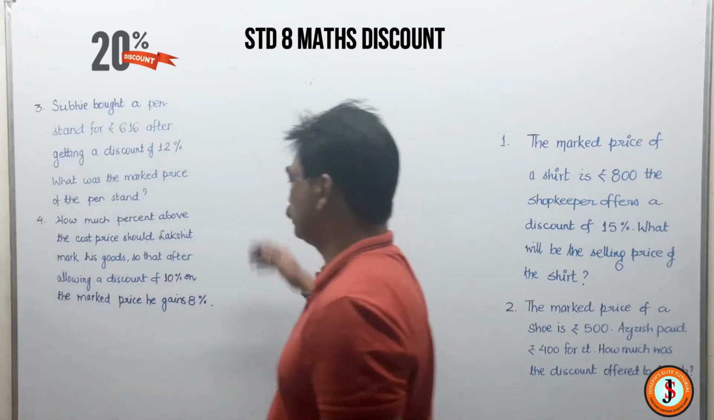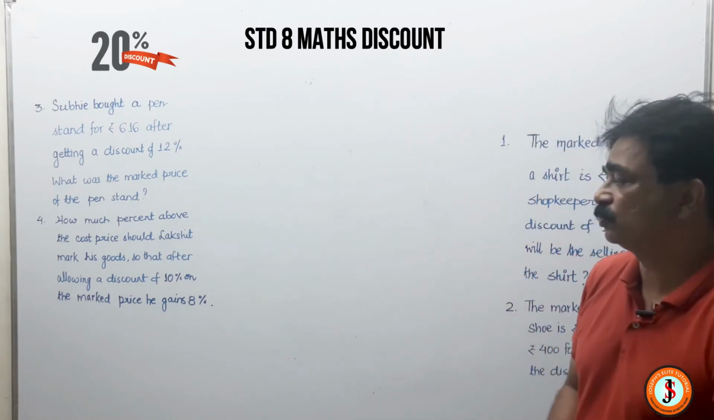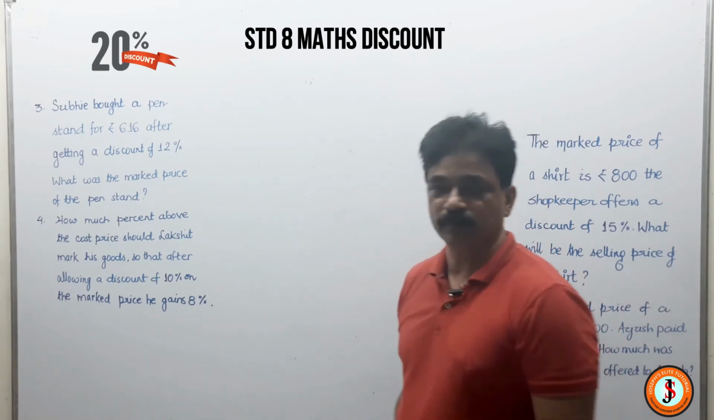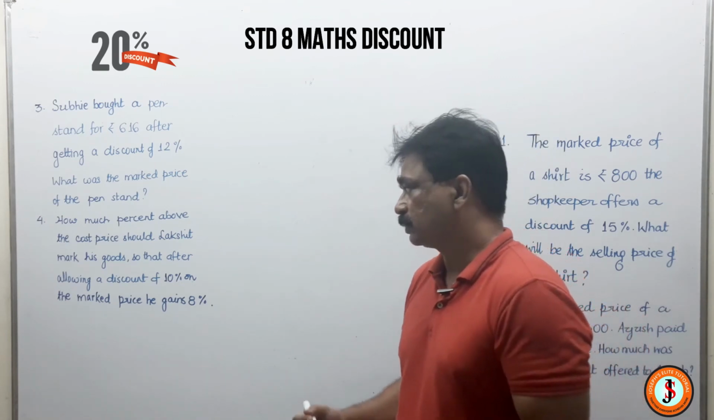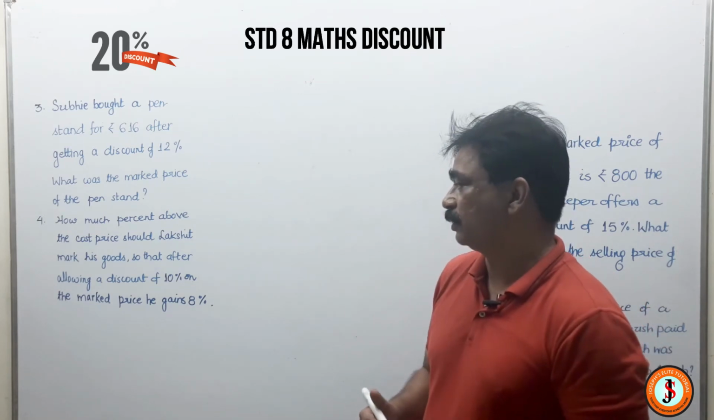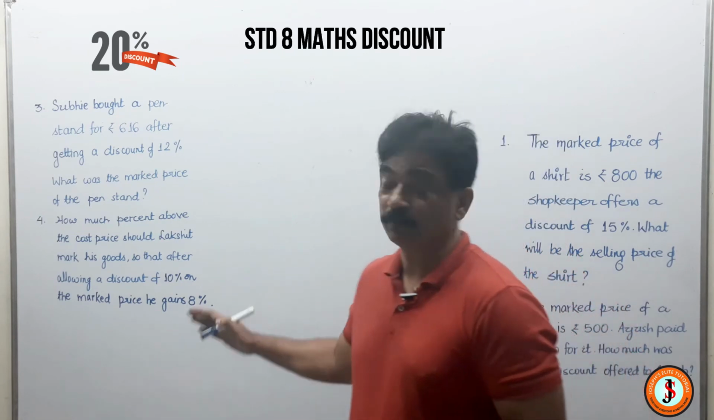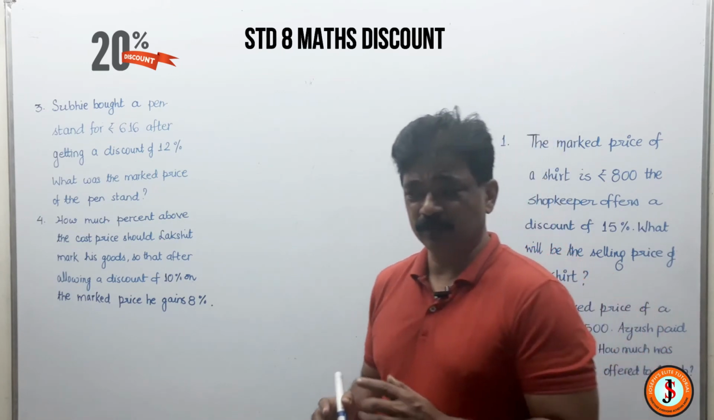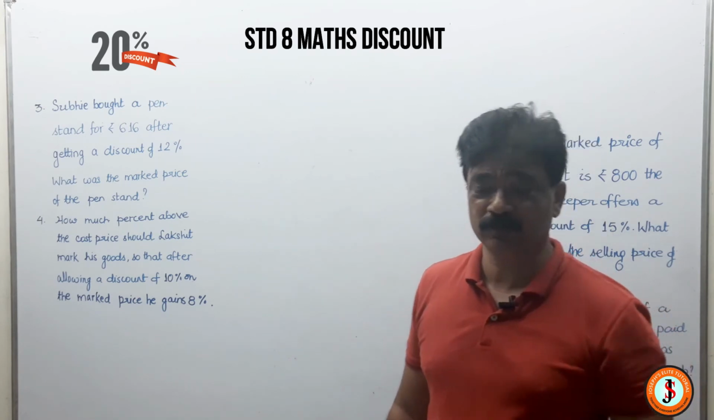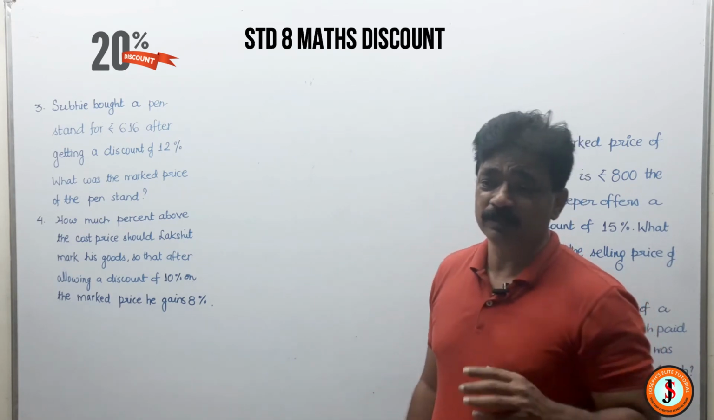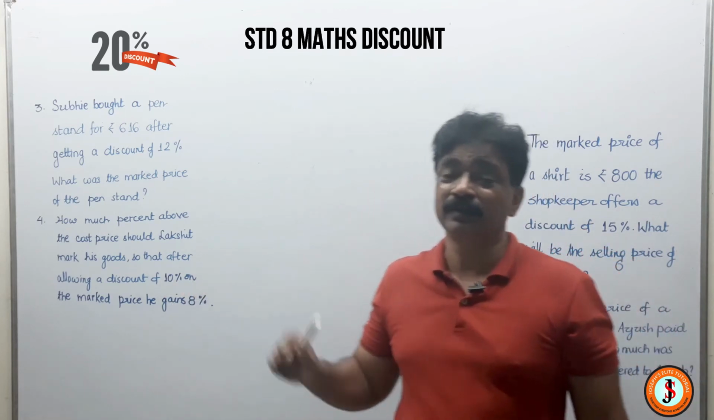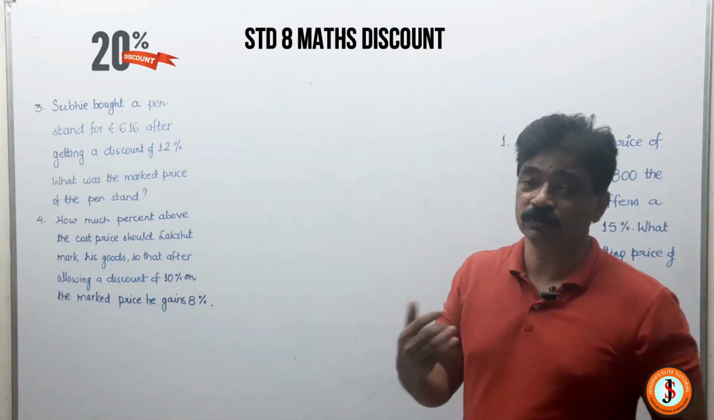How much percent above the cost price should Lakshit mark his goods so that after allowing a discount of 10% on the mark price, he gains 8%? That means Lakshit goes and buys something, and then they are telling that he has to gain 8%. He bought something, so he has already known how much it will be the selling price. But then he has to paste a sticker so that after giving the discount on that, he gets 8% of the profit.